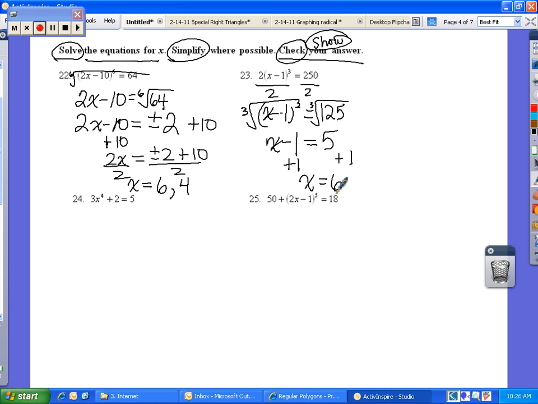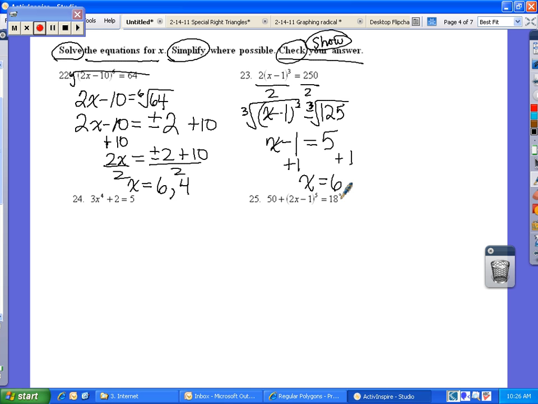Now notice for this one, when I took the cube root of 125, I did not get a plus or minus 5. That is because this is an odd root. If it were an even root, like over here, where 6 was an even root, that's when I had the plus or minus. But since this is an odd root, I do not get the plus or minus, it's just 5. So you could go through and check this solution.